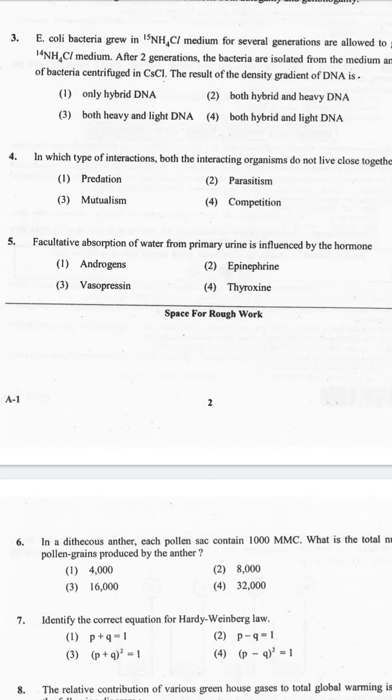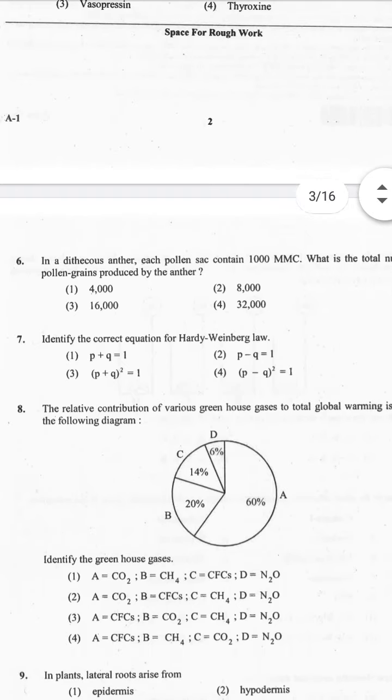Vasopressin, also known as antidiuretic hormone ADH, is a neurohypophysial hormone found in most mammals. It plays an important role in the water balance of the body. Understand? So now let's go to another question, the sixth question.